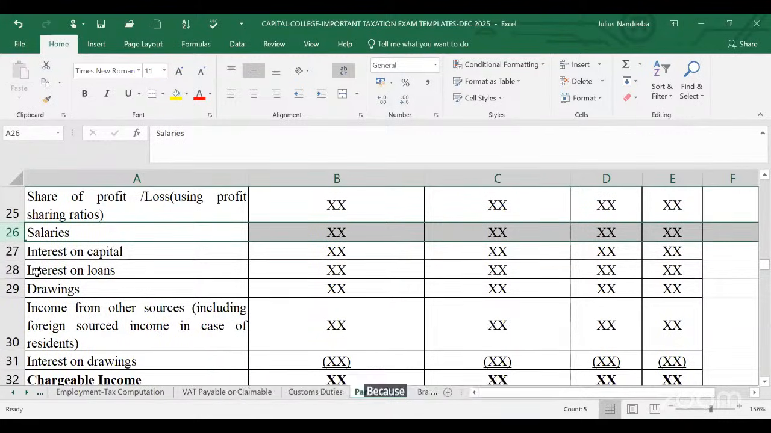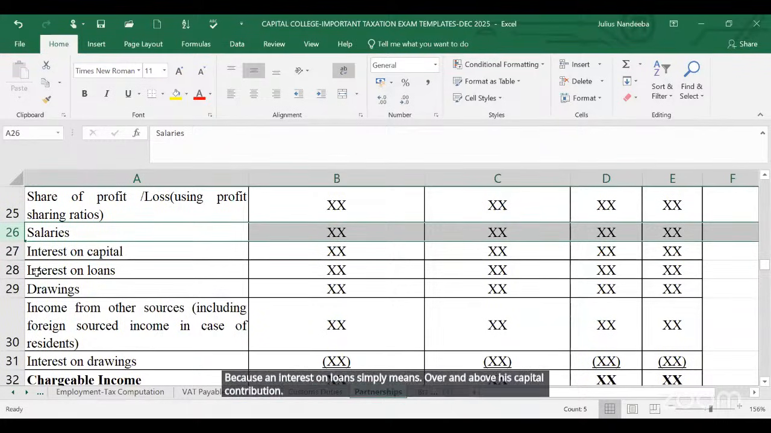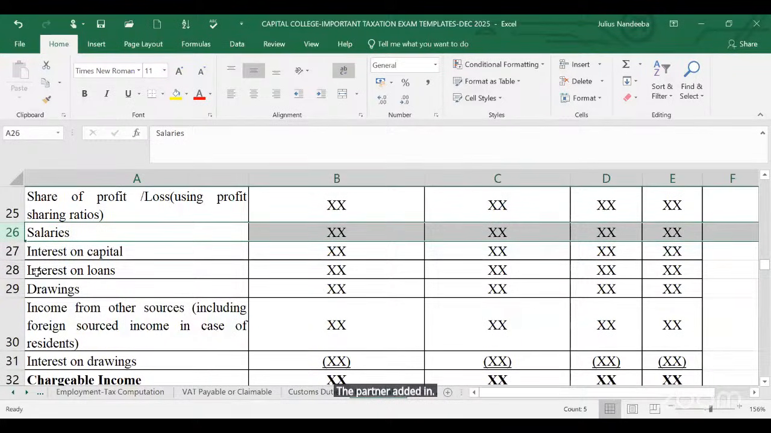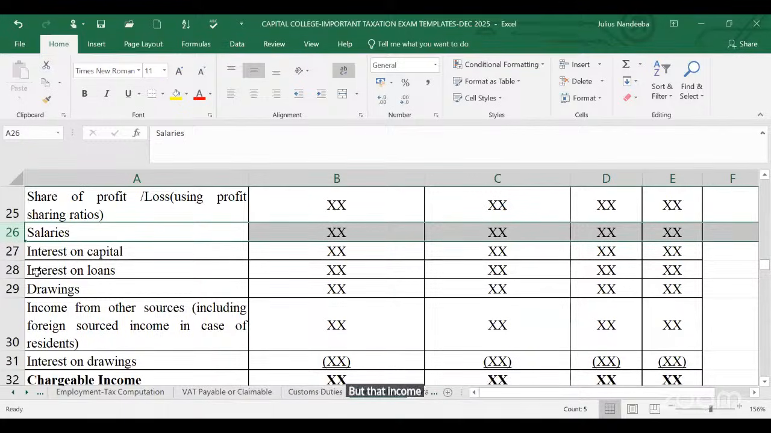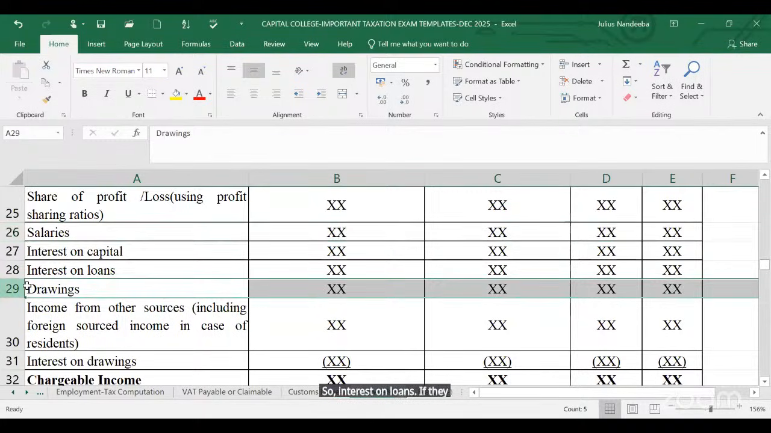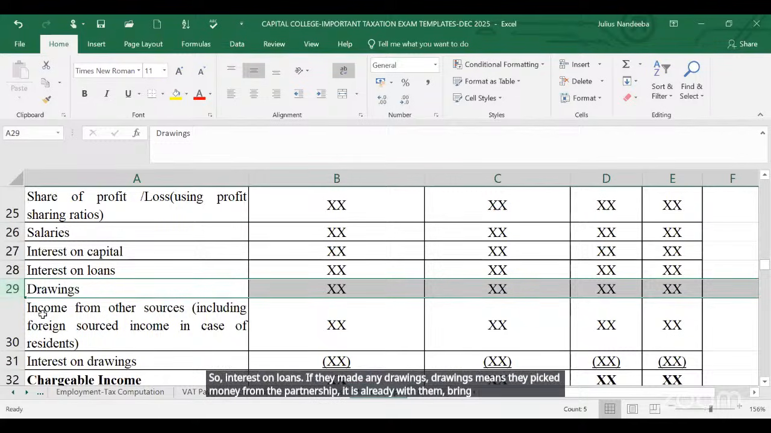Because an interest on loan simply means, over and above his capital contribution, the partner added a loan, and that loan is taken as a special product other than the capital injection. So we actually take it, we allow the expense in the partnership, we don't touch it, but that income that has been earned by the partner is brought into his account because it is his income that we must tax. So interest on loans, if they made any drawings, means they picked money from the partnership, it is already with them, bring it here, we want to tax it.